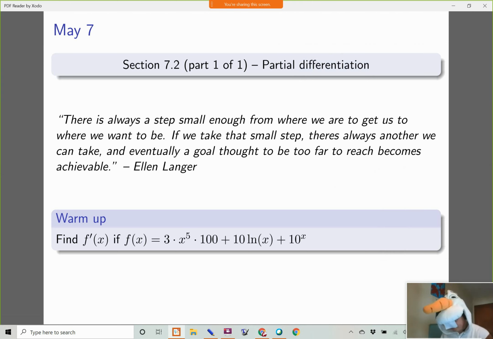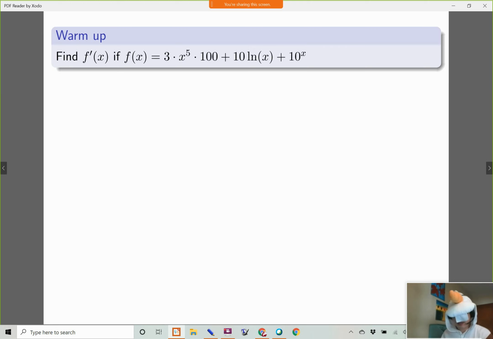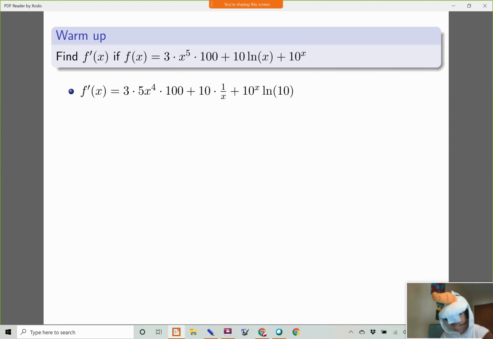Now I got this function, f of x equals 3 times x to the fifth times 100 plus 100 ln of x plus 10 to the x power. And the question is to find the derivative. We've been so used to maybe anti-differentiating, we've got to be careful of when is it time to differentiate, when is it time to anti-differentiate.